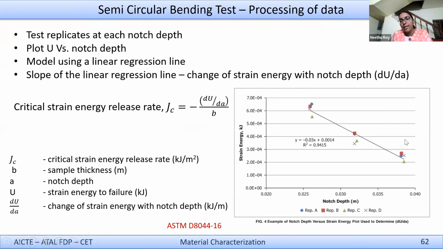As I said, there are 3 notch depths. So you find the strain energy at 3 notch depths, and these are replicate samples. You fit a straight line with that and find the slope of that. That will essentially give you dU by dA, and dividing by d, the sample thickness, will give you this critical strain energy release rate. This also gives an indication of how this energy is being released, or how quickly your material is going to fracture or not.